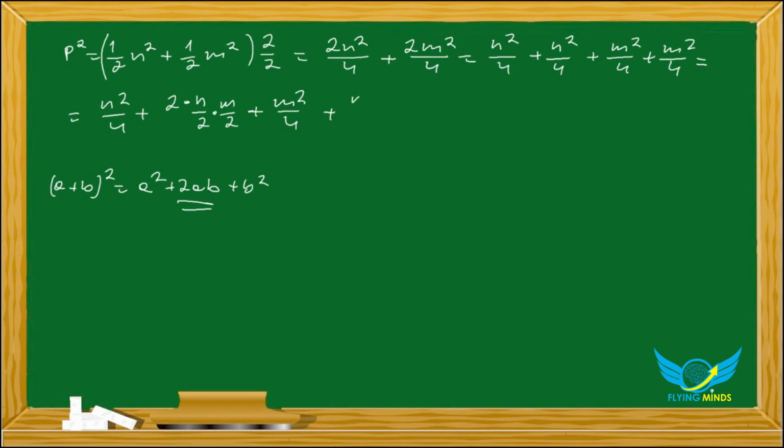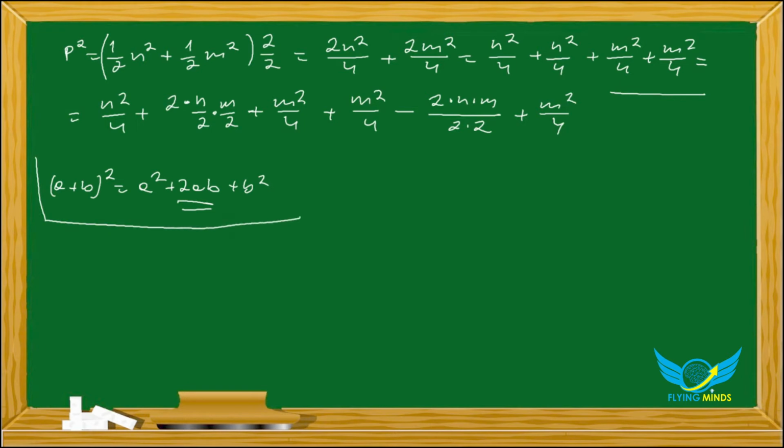And where are we going to subtract? We're going to subtract, right, because we have these two additional terms. So we're going to subtract 2nm over 2 times 2 plus m squared over 4. Okay? So I'm going to take it in a frame so it stays there.